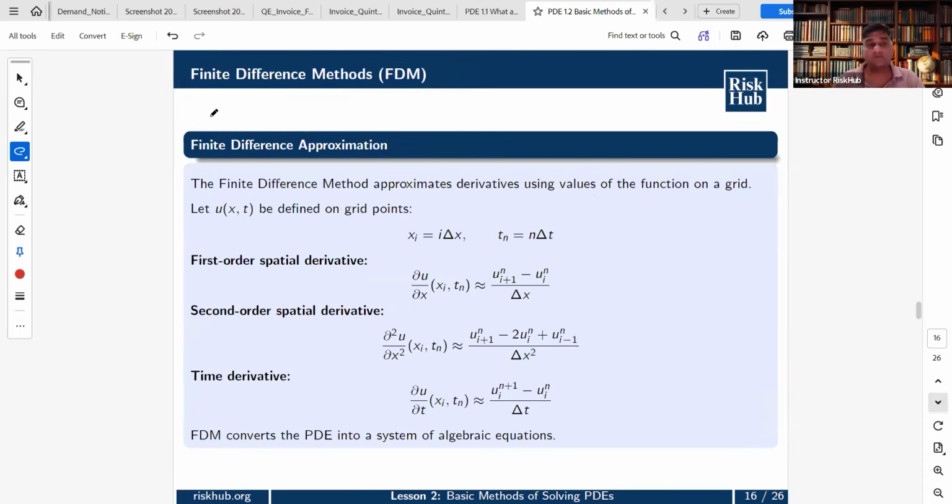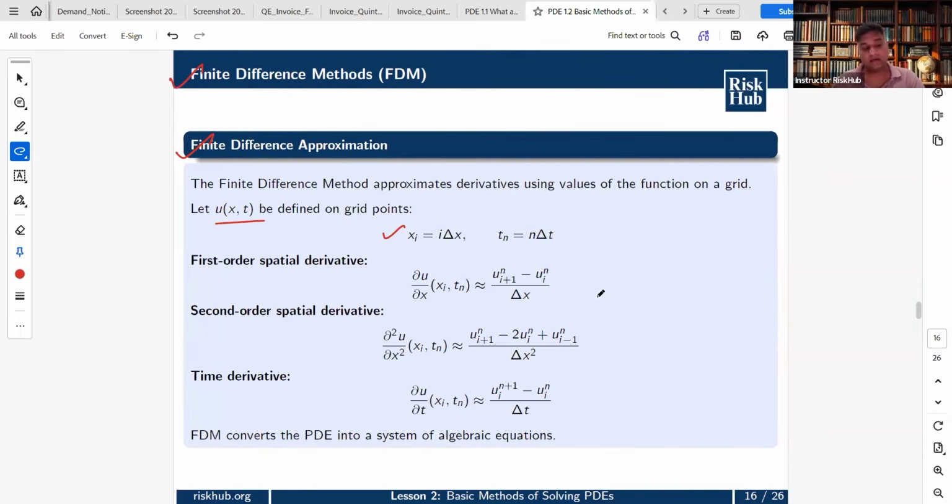Then we get into the finite difference method, FDM. Basically, the finite difference method uses grid points. u of x, t is defined on a grid: x_i equals i delta x, t_n equals n delta t, and u_i^n.